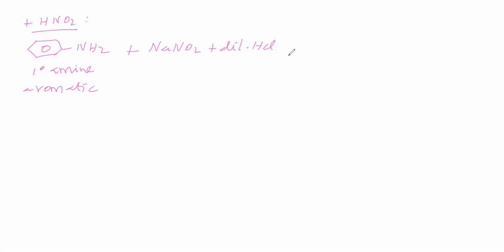What is the temperature provided here? Temperature provided is 273 to 278 Kelvin. That means 0 to 5 degrees Celsius is given, a much lower temperature. What is the product produced here? Product is the benzene ring with N2 plus Cl minus, benzene diazonium chloride. So benzene diazonium chloride we are getting. So what is the mechanism for this?